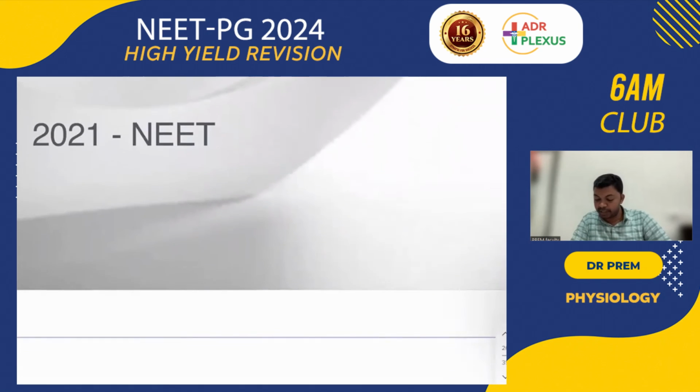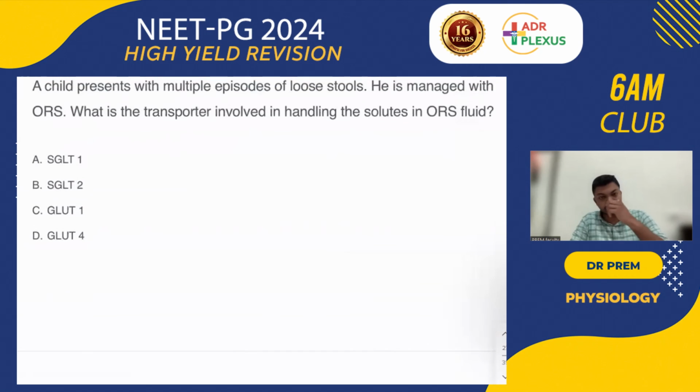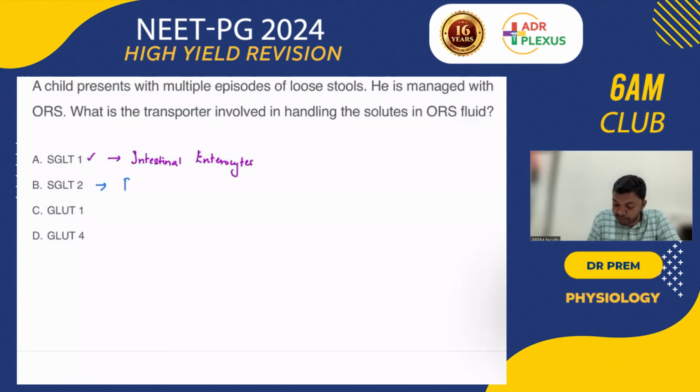Good. And from 2021 NEET, guys, just a few easy questions. A child presents with multiple episodes of loose stools managed with ORS. What transporter is involved in handling solutes in ORS fluid? Oh, beautiful. SGLT type 1. Good. SGLT type 1 is present in intestinal enterocytes. And you know this very well, SGLT type 2 is present in proximal convoluted tubule cells.